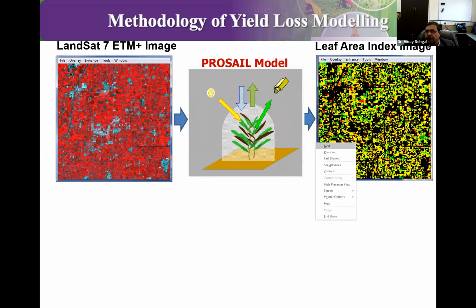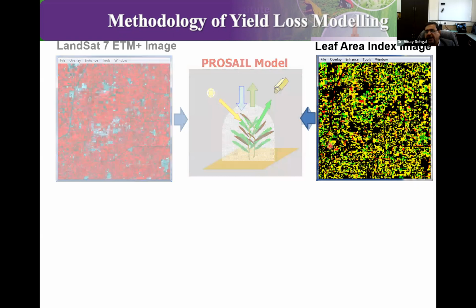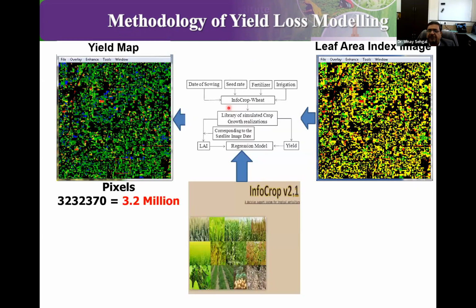Then we bring in our InfoCrop model. For a given region, it could be a district, we try to find out what is the range of dates of sowing, what is the range of seed rate, what is the range of fertilizer and irrigation given in the field. So we run the model with all those different scenarios of different dates of sowing and combinations, and we generate a library of crop simulated growth realizations.